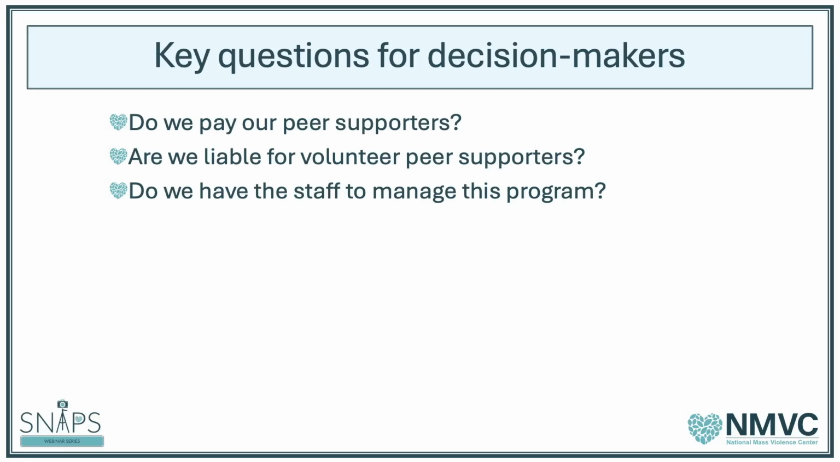When designing a peer support program, it's important to consider factors such as legal implications, staffing, and costs. Key questions for decision makers include, do we pay our peer supporters? This depends upon your budget and how compensation might influence peer supporters' approach to the work. Are we liable for volunteer peer supporters? Review your insurance policies and consult with legal counsel to clearly define liabilities and mitigate risk.